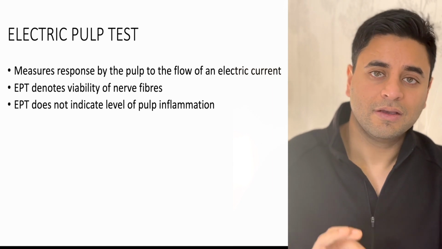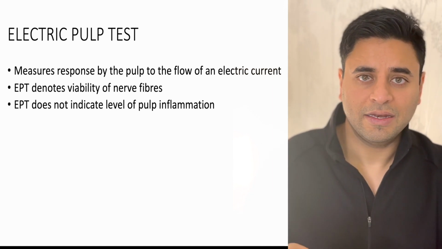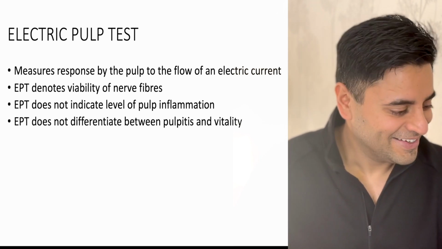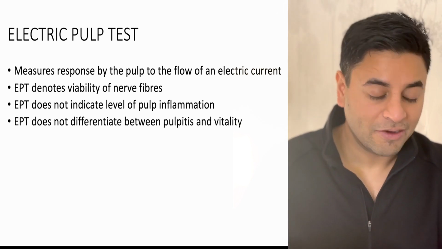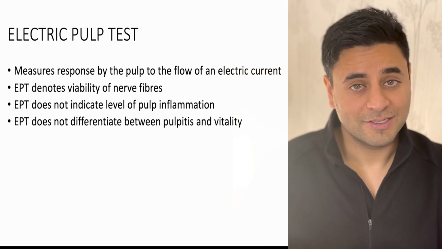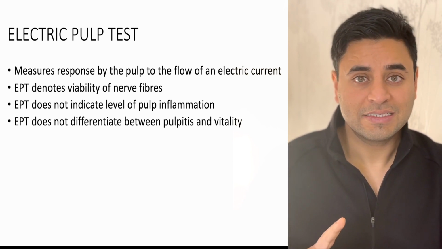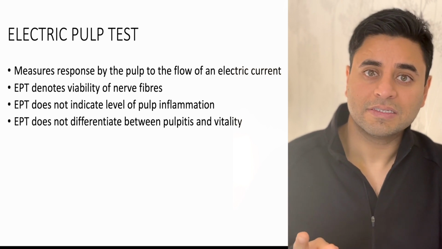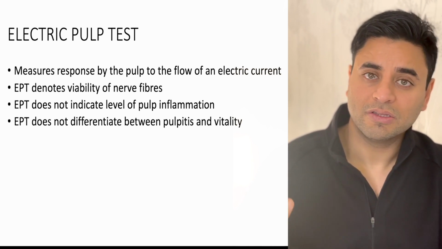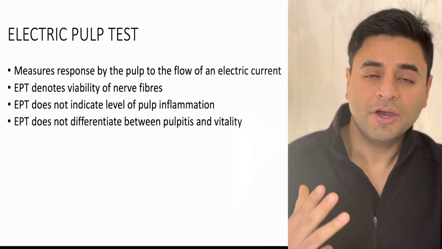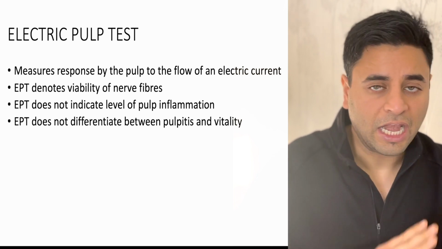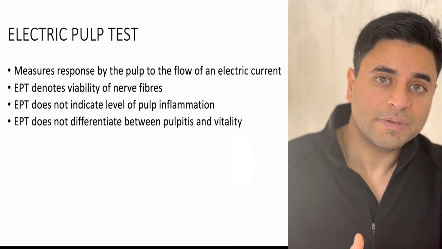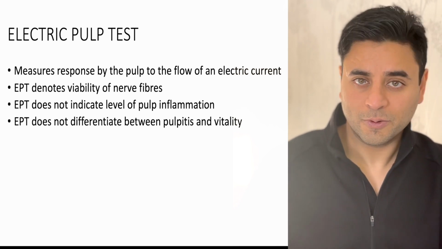Just stay with, is it 1 to 79? Then it's vital. If it's 80, then it's non-vital. EPT does not differentiate between pulpitis and vitality. So EPT will be useless to say that this pulp is normal, this pulp has irreversible pulpitis, or this pulp has reversible pulpitis. It cannot differentiate between them. It only differentiates between either the pulp is vital or the pulp is necrosed.